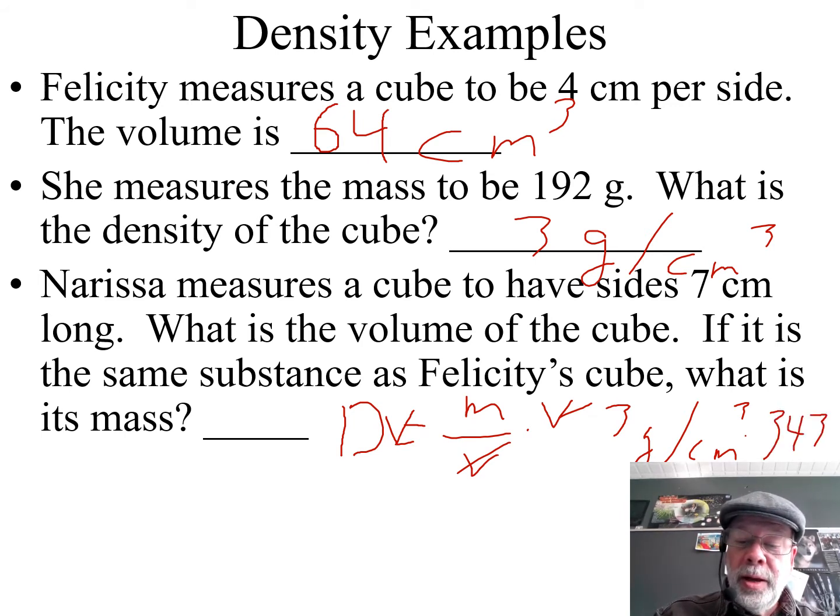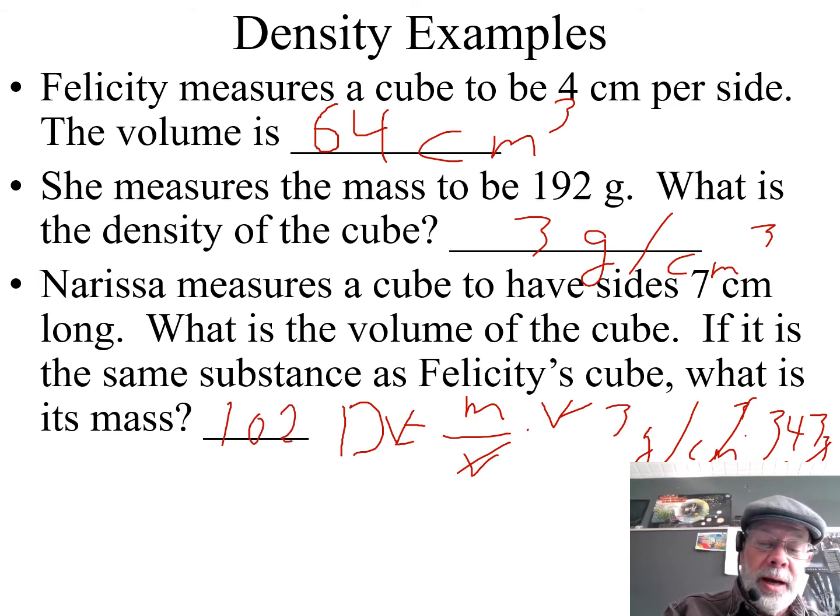343 cubic centimeters. Now the cubic centimeters will cancel out here, leaving us grams. So 3 grams times 343 cubic centimeters is equal to 1,029 grams.